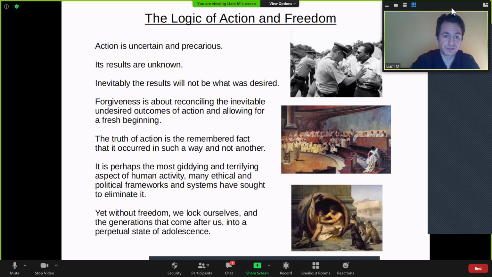As I mentioned, it is terrifying. It is perhaps the most giddying and terrifying aspect of all human activity because it is so unknown. And many ethical and political frameworks and systems have sought to eliminate it in various different ways to try and remove the precarious nature of action and freedom, which Arendt says eventually, not immediately, but eventually, the more we try and eliminate it, results in totalitarianism. Because without freedom, we lock ourselves and our generations that come after us into a kind of perpetual state of adolescence where we can never grow, become fully human, enact our will.